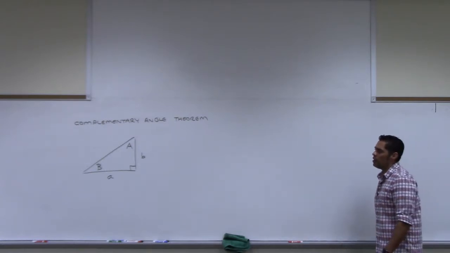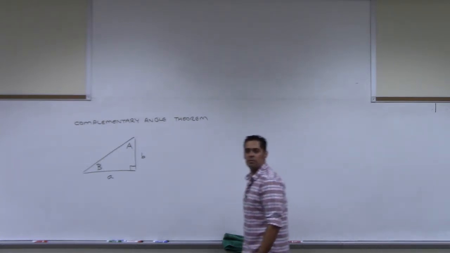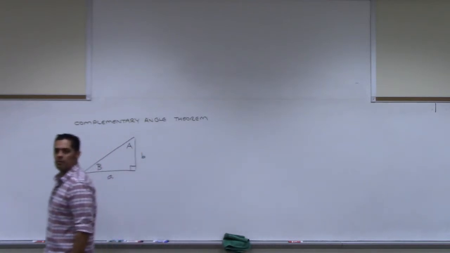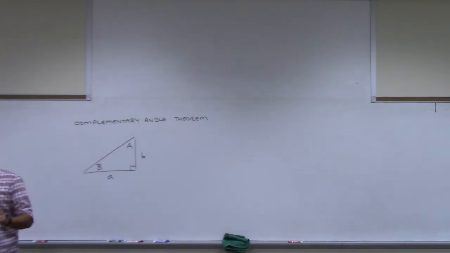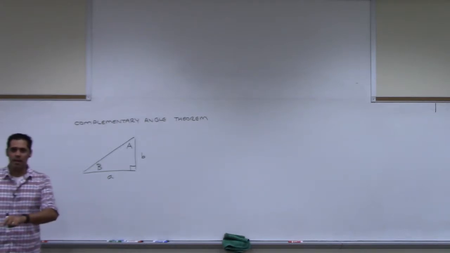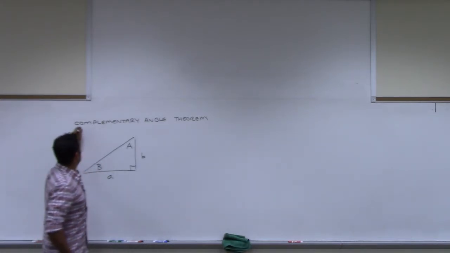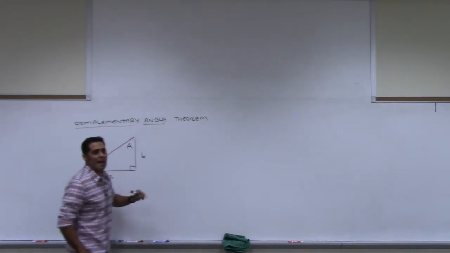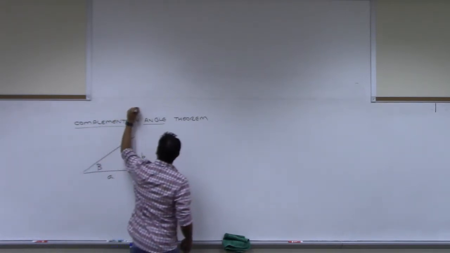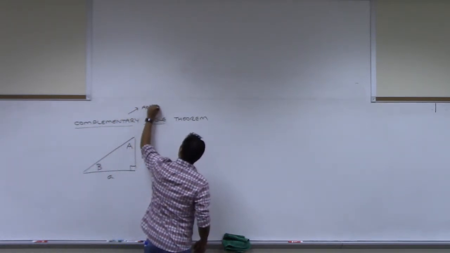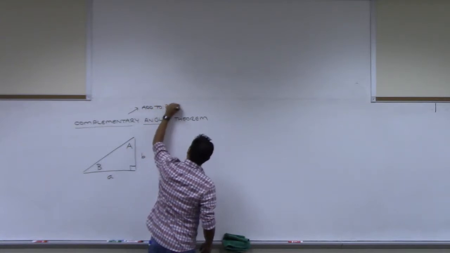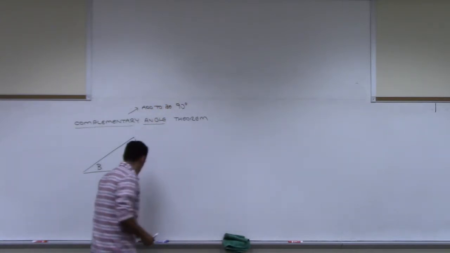We need to know, first of all, what are complementary angles? Two angles that add together to make 90 degrees. Supplementary angles add up to 180. So complementary angles are angles that add to be 90. I'm just going to put that here: add to be 90 degrees.